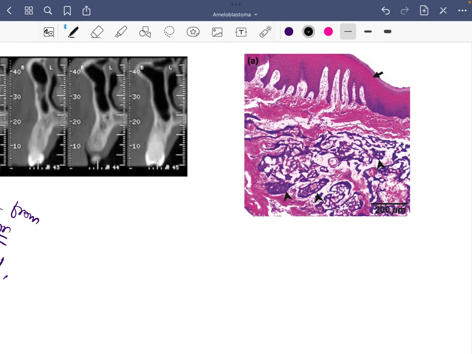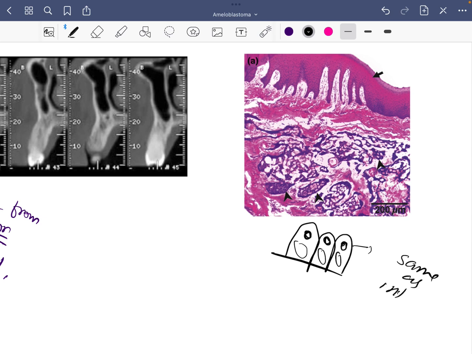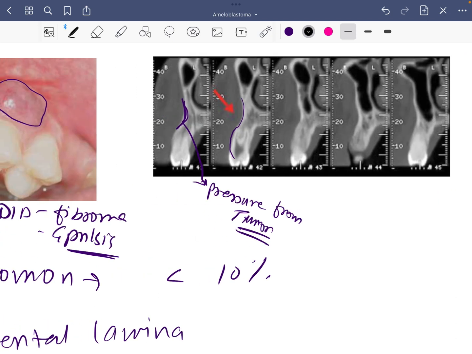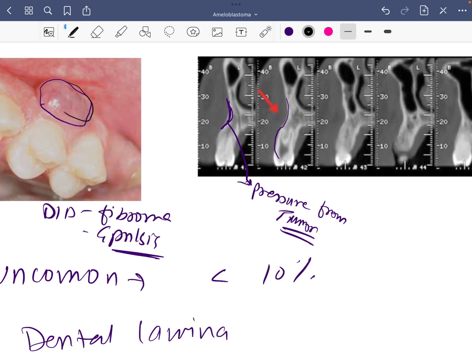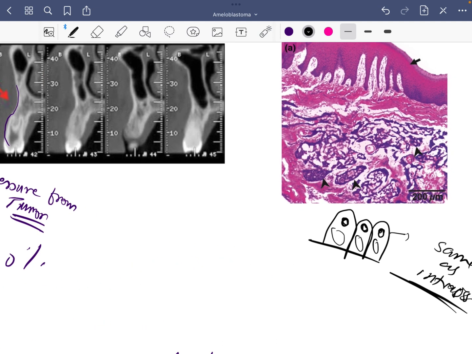You will find subnuclear columnar cells, reversal of polarity, subnuclear vacuolization. Everything is going to be the same as intraosseous. There is no difference, right? The only difference is that peripheral is found just in soft tissue; there is no bone involvement. Just islands, and everything else will be the same.